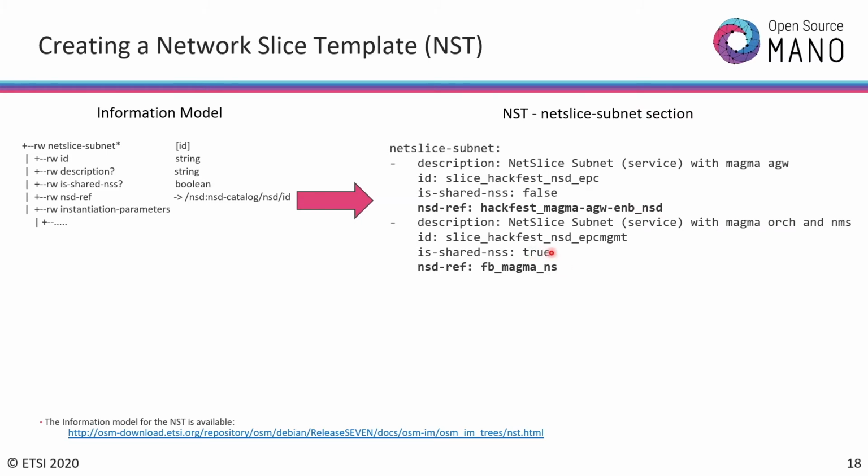The other important point here is the flag is-shared-nss, because when you have multiple instantiations of the same template, then this network slice subnet will be shared. This flag indicates that the network slice subnet will be shared. So in practice, in the hands-on part, we will have the orchestrator shared, and the other ones will not be shared, so it will not be deployed again.